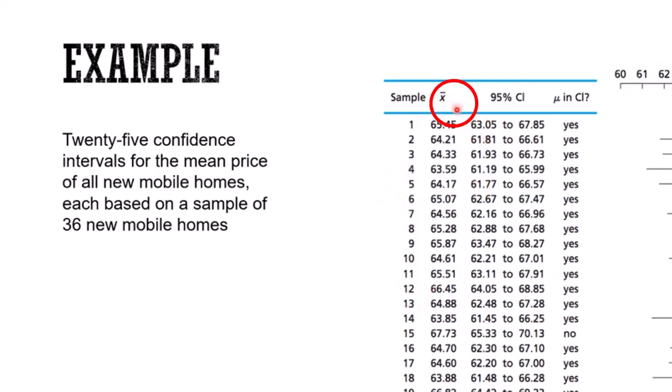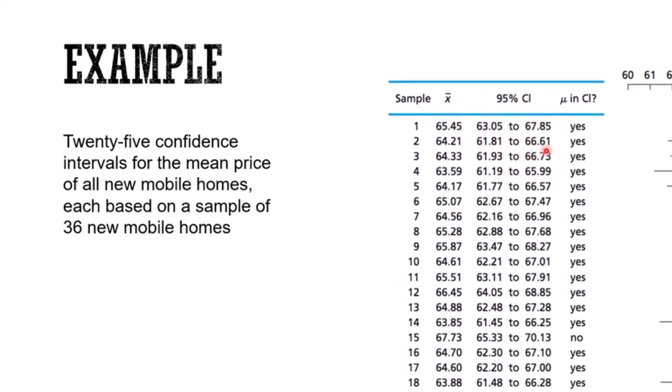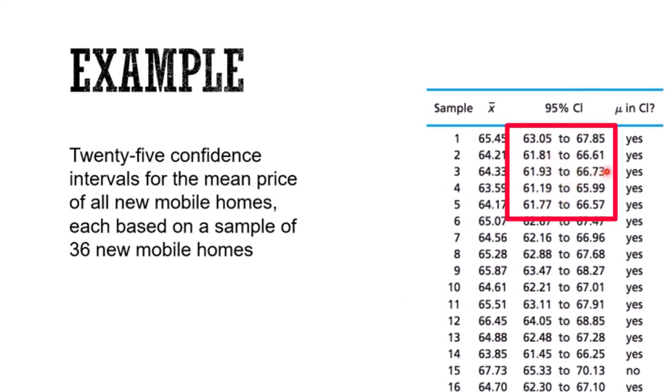Correct? So X bar, the sample mean, is different for different sample studies naturally. And then once we have the sample means, we can go ahead and build a confidence interval of a certain percentage. Here they have used the 95% confidence interval, and we have different interval endpoints. In the first case, it's 63.05 to 67.85. In the second case, it starts from 61.81 to 66.61, and they are all built around the sample mean we found for that sample. And then finally, once we have intervals, we can go and check if the population mean falls within the confidence interval we created.